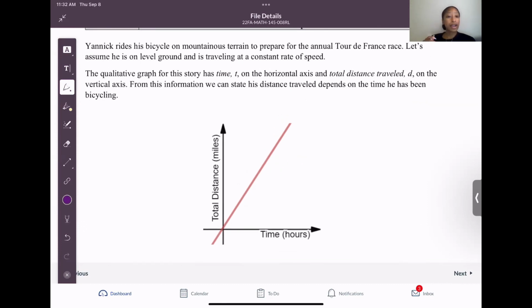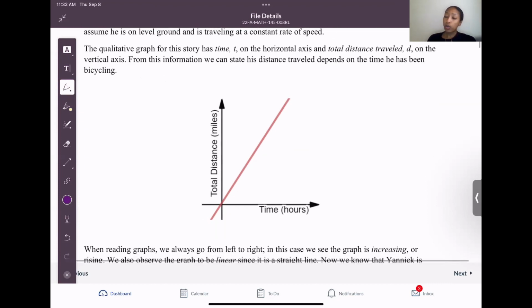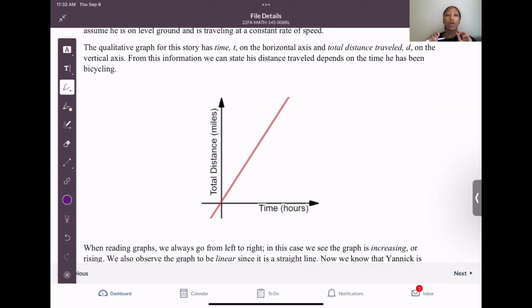So the qualitative graph for this story has time on the horizontal axis and total distance traveled on the vertical axis. You might also call them X and Y axis, but in our book, we use the terminology horizontal and vertical because sometimes we use different variables instead of X and Y. From this information, we can state his distance traveled depends on the time he has been cycling.